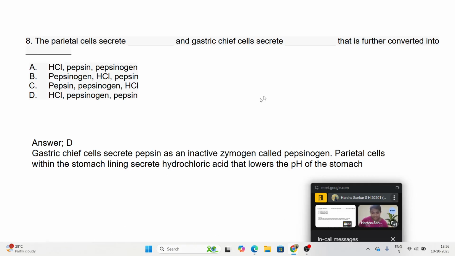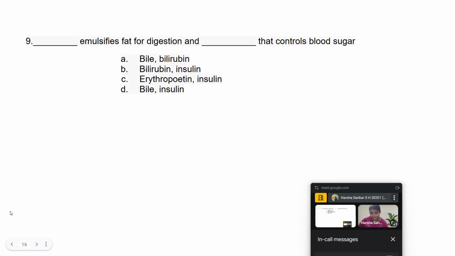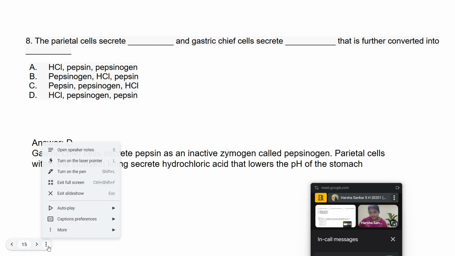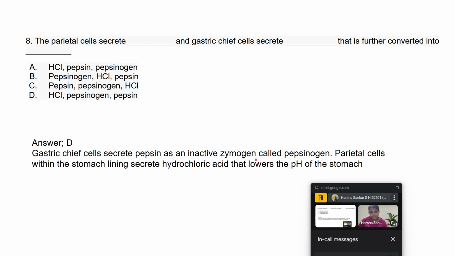I'll write it here. So you have seen this word, right? Pepsin plus OGEN. OGEN is denoting that this is inactive. So inactive things have to be converted into active state. That's why I was saying clue. So the inactive form is secreted from the gastric chief cells. Whenever it is required, it will get converted to the active form, which is known as pepsin.